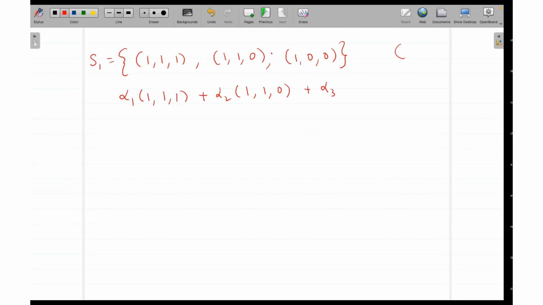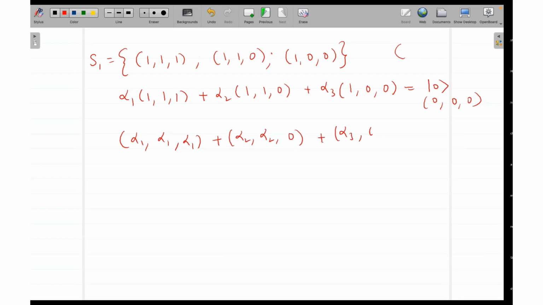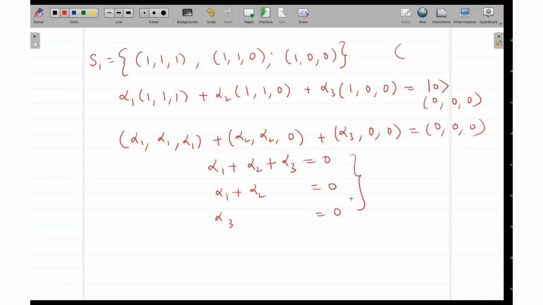Alpha 3 times (1, 0, 0) equal to my 0 vector, which is the null vector. So remember my rule: (alpha 1, alpha 1, alpha 1) plus (alpha 2, alpha 2, 0) plus (alpha 3, 0, 0) is equal to (0, 0, 0). And this gives alpha 1 plus alpha 2 equal to 0 and alpha 3 equal to 0. Wherever you do not follow, please let me know. So now, what are the solutions to this particular set of three equations?